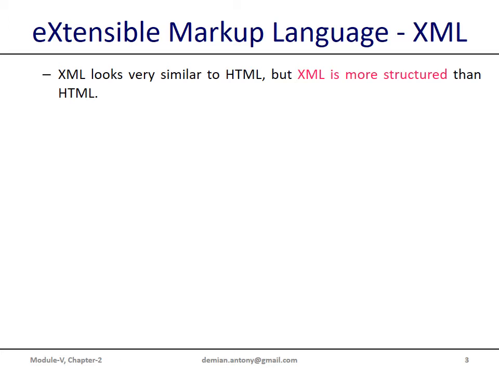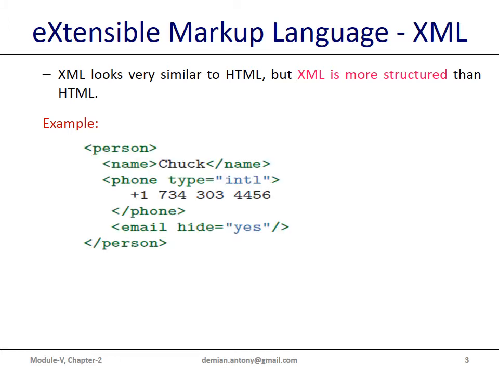Let us understand the XML format. XML looks very similar to HTML, but XML is more structured than HTML. One example is, for every opening element in XML, there should be a closing element. But if we consider HTML, we can avoid the closing element for the opening elements. We'll take up one example to illustrate the structure of XML.